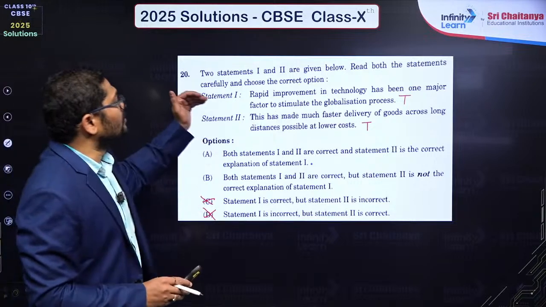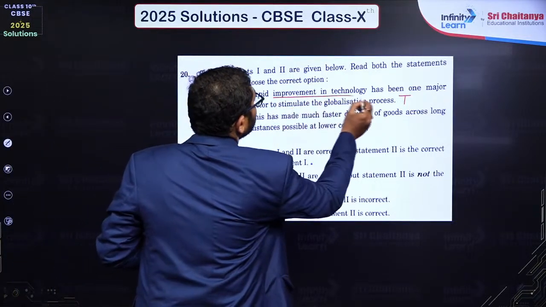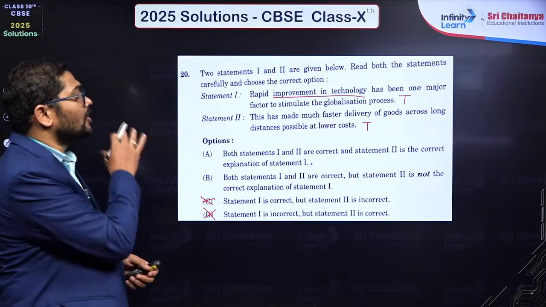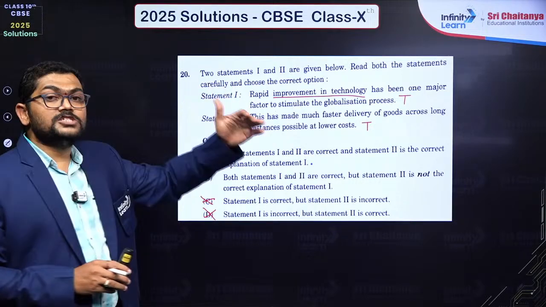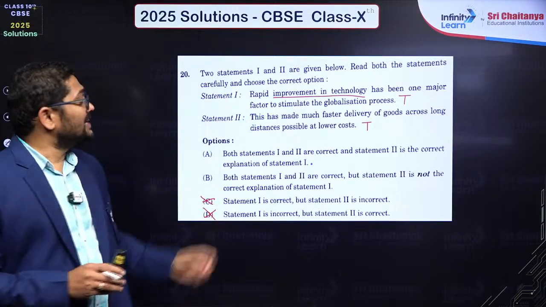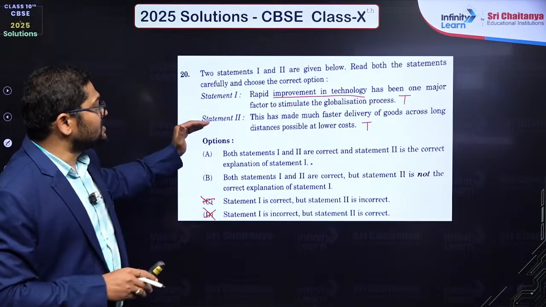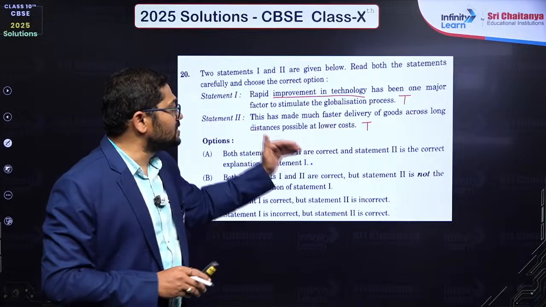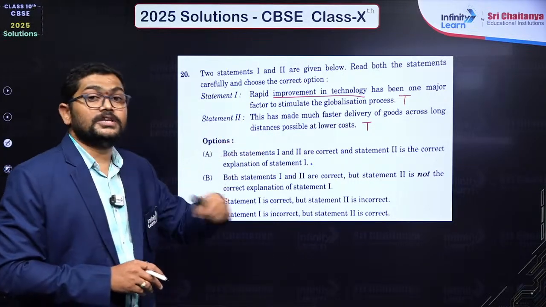In statement 1, rapid improvement in technology, they did not mention what kind of technology. It is basically talking about rapid improvement in technology, and that has been possible both in information and communication and at the same time in transportation technology. Now in the second statement, this has made much faster delivery of goods across long distances possible at lower costs, they are talking about the transportation technology.